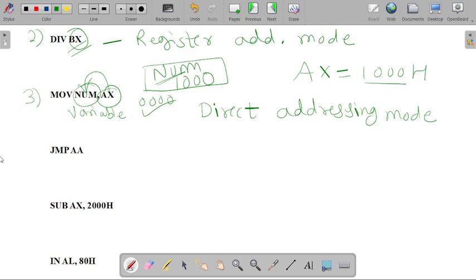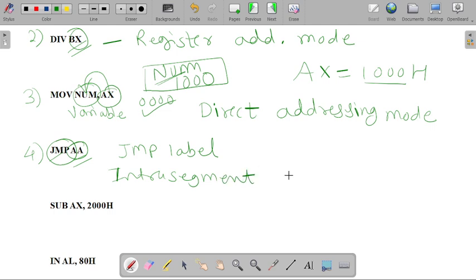Now in the fourth example, the instruction is JMP AA. JMP is the instruction and AA is our label. Whenever we write a label in the instruction, as in JMP label, the addressing mode for our instruction is intra-segment direct addressing mode, because the displacement of our address will go to that particular label, that is the AA label.